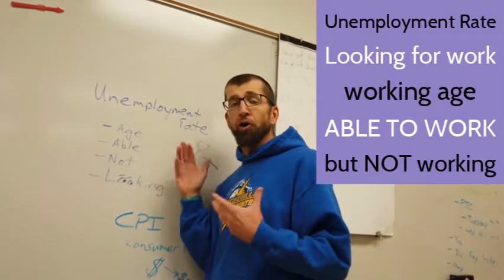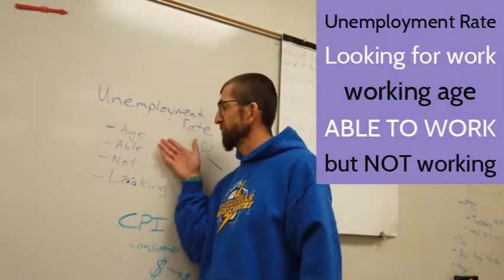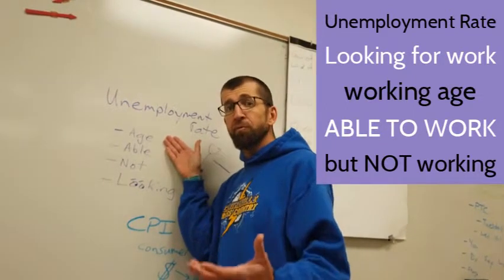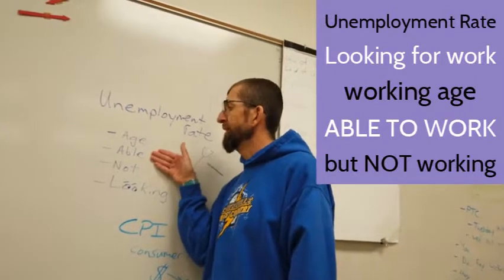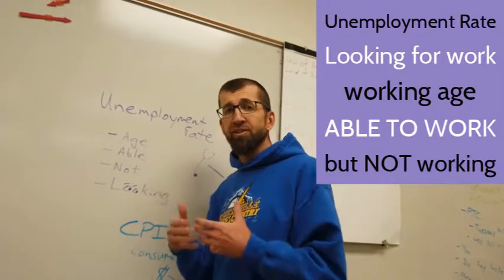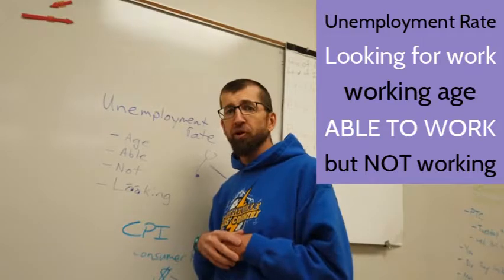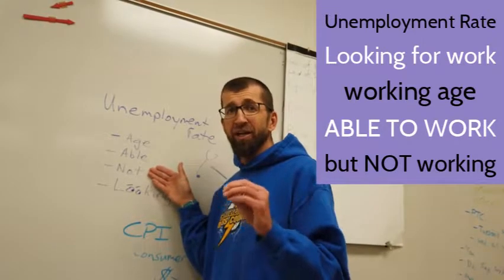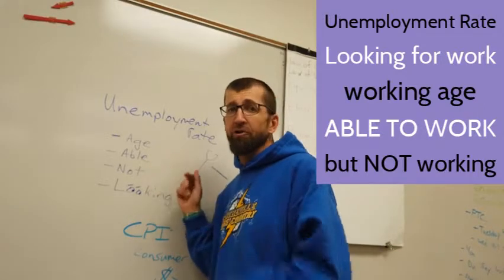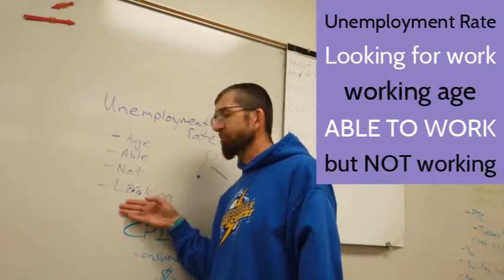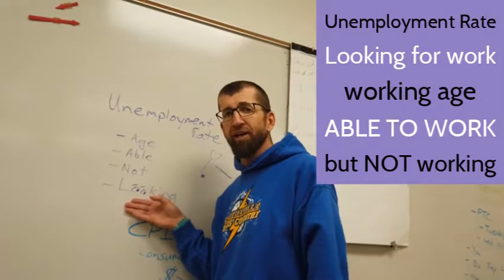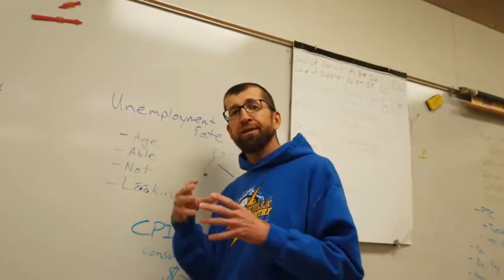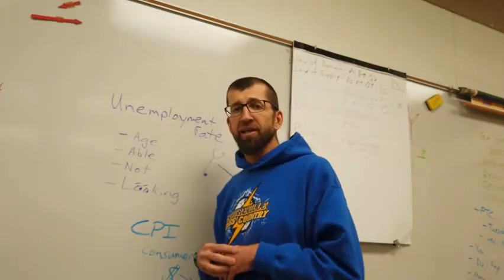And so to be unemployed and count in the unemployment rate, you have to be working age. So kids don't count, and people who are past retirement age don't count. You have to be able to work. So if you're a disabled person, you don't count as part of the unemployment rate. You have to not be working. If I'm working even a part-time job, I don't count as an unemployed person. But the final thing is I have to be looking for a job. And that is part of the unemployment rate, it's just trying to measure people who are looking for a job and can't find one.